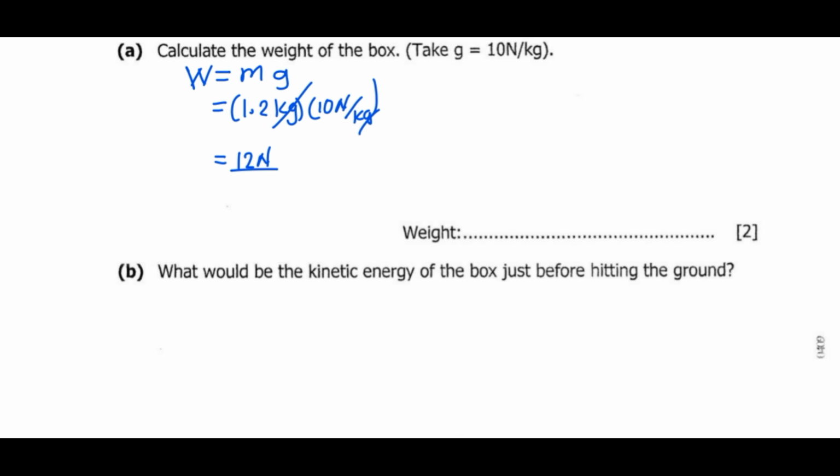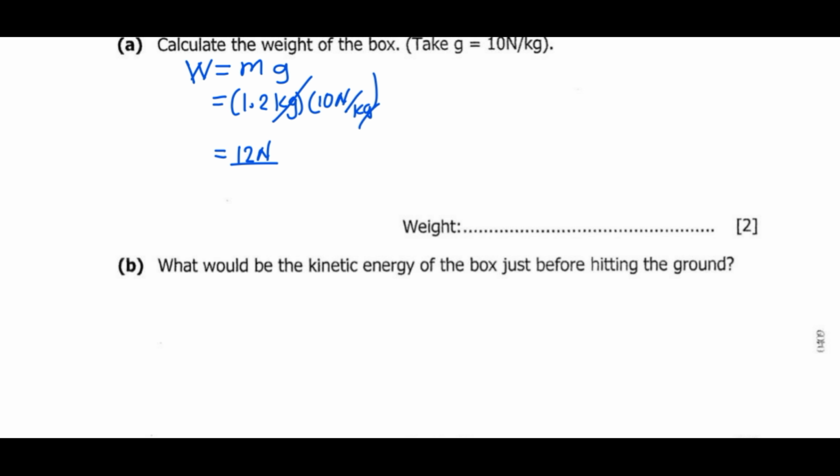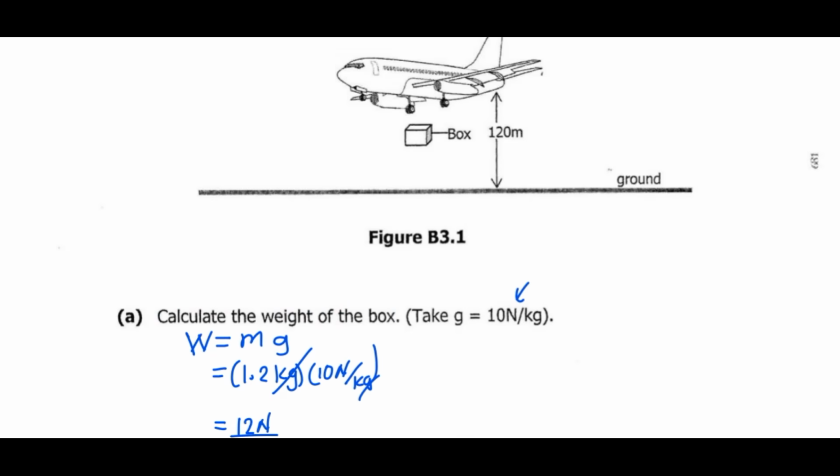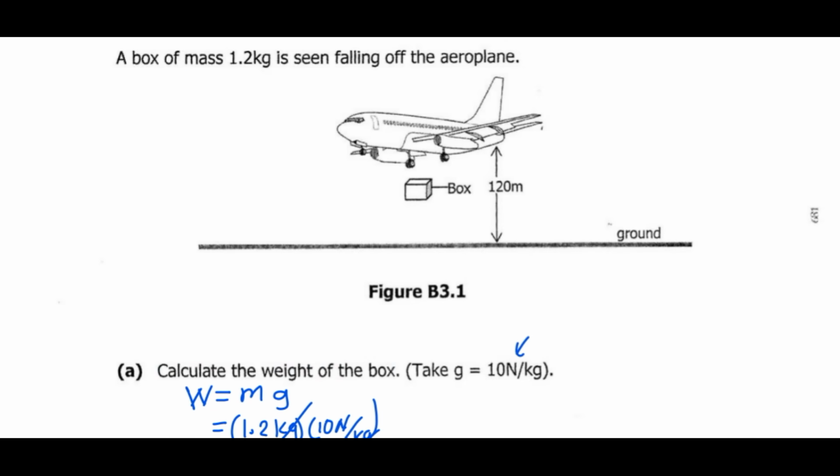Now for question B, what would be the kinetic energy of the box just before hitting the ground? So let's go back to our diagram here. For us to find the kinetic energy, we need to have mass. Mass, we have it, is 1.2 kg. But the question is, do we have velocity? We don't have velocity. So how can we find this answer here?